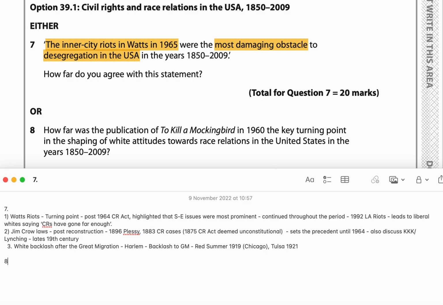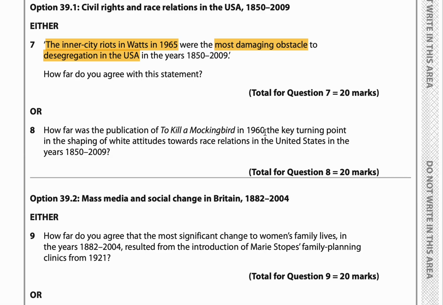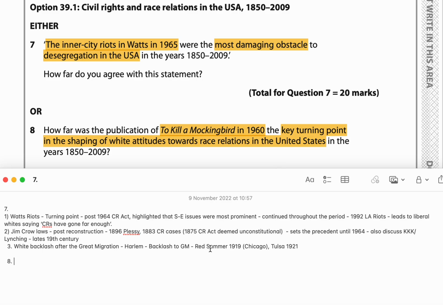Okay, now on to question 8, which is a much less controversial question. How far is the publication of To Kill a Mockingbird in 1960 the key turning point in the shaping of white attitudes towards race relations in the United States in the years 1850 to 2009? I'm assuming with this one, because it says the publication of To Kill a Mockingbird, it's talking about literature only.